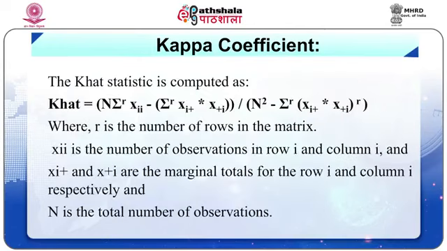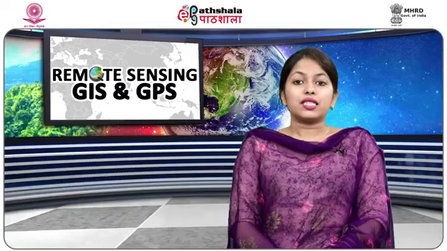A Khat statistic is computed as stated in the equation below, where r is the number of rows in the matrix, xii is the number of observations in row i and column i, and xi+ and x+i are the marginal totals for row i and column i respectively, and n is the total number of observations.